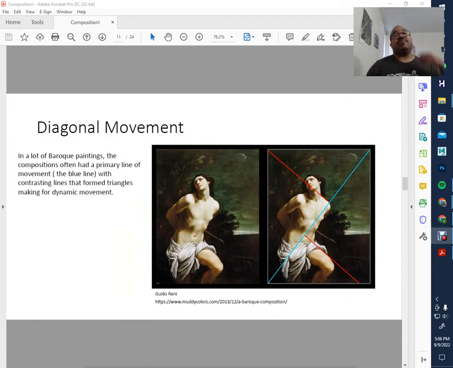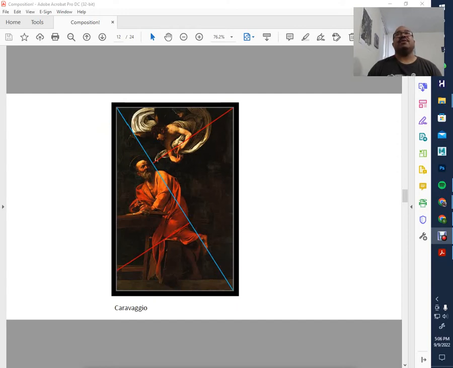Diagonal movement, for the most part, is one of the more dynamic elements. And in a lot of Baroque paintings, the compositions often have a primary line of movement, so this really big broad line, and then you'll get these other smaller triangles that break up the space, and you can see that those are going to be perpendicular to this blue line. Doesn't mean that you have to perfectly hang things on that line, but utilizing that to help determine how you're going to place elements to lead the eye around the composition and make it feel more dynamic is really useful.